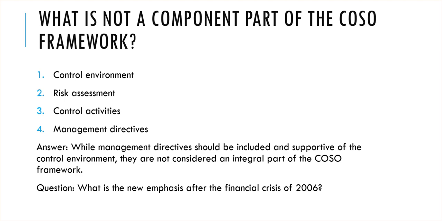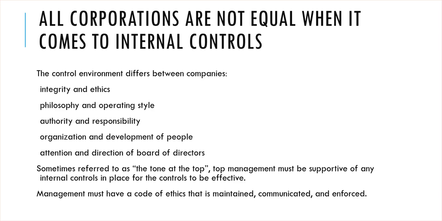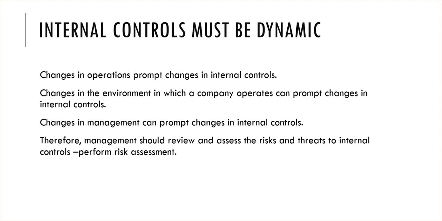What's the emphasis after the financial crisis? Greater emphasis on risk assessment. All corporations are not equal. There are differences in them. This is all referred to as tone at the top. Management should be supportive of internal controls in place, or else the controls will be useless, because people do not like internal controls. They don't. I've mentioned that before. They're going to try to go around internal controls, around those policies and procedures that make your AIS. You have to have something that's going to enforce it, and your enforcement needs to come from the top. The top's commitment is that you continue to have an AIS based on policies and procedures in place.